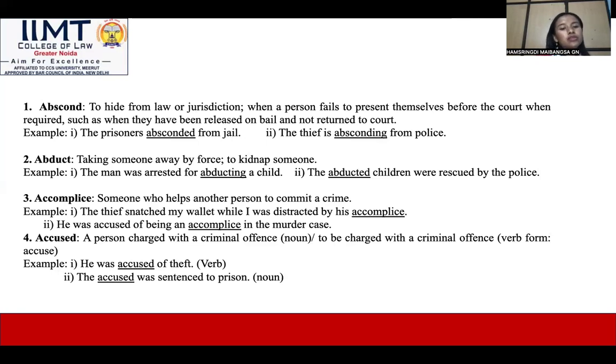So if you use accused in its verb form, you can use it in a sentence such as he was accused of theft. And if you use it in its noun form, it is used as the accused was sentenced to prison.